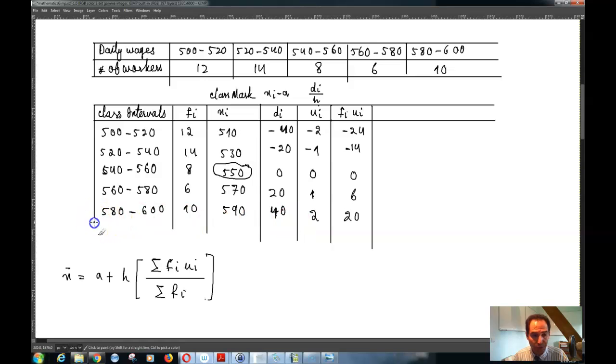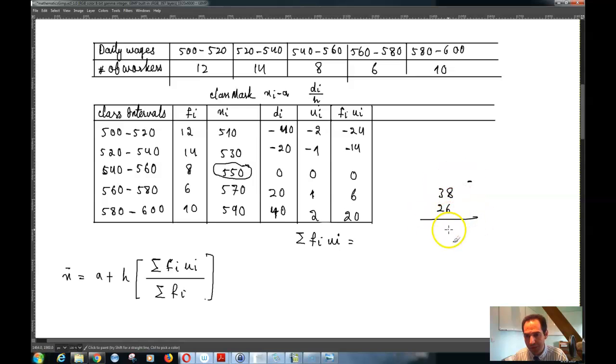And so based on this, you can say that sigma f of i u of i is equal to, this is 26, and that is negative 38. So 38 and 26, and you have a negative sign there, so that's a negative 12.